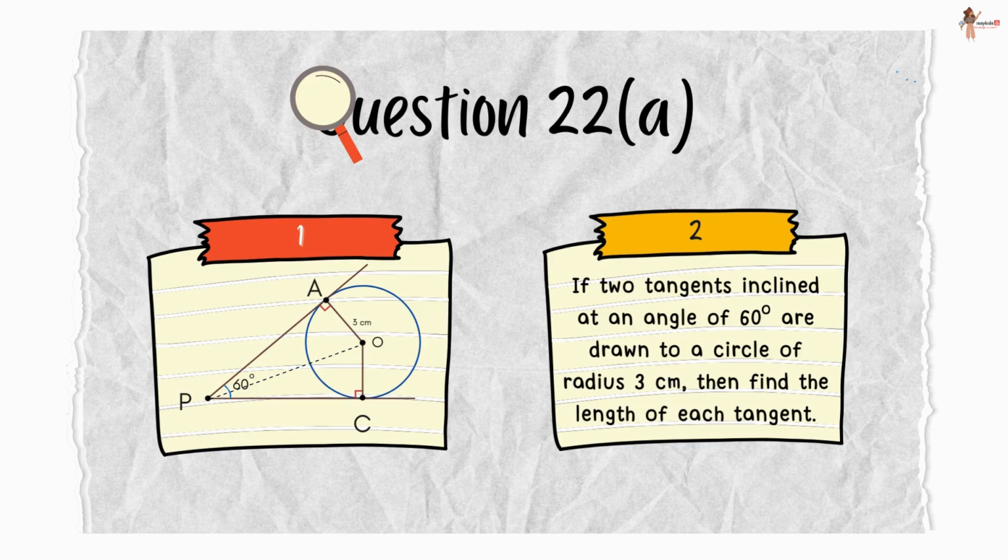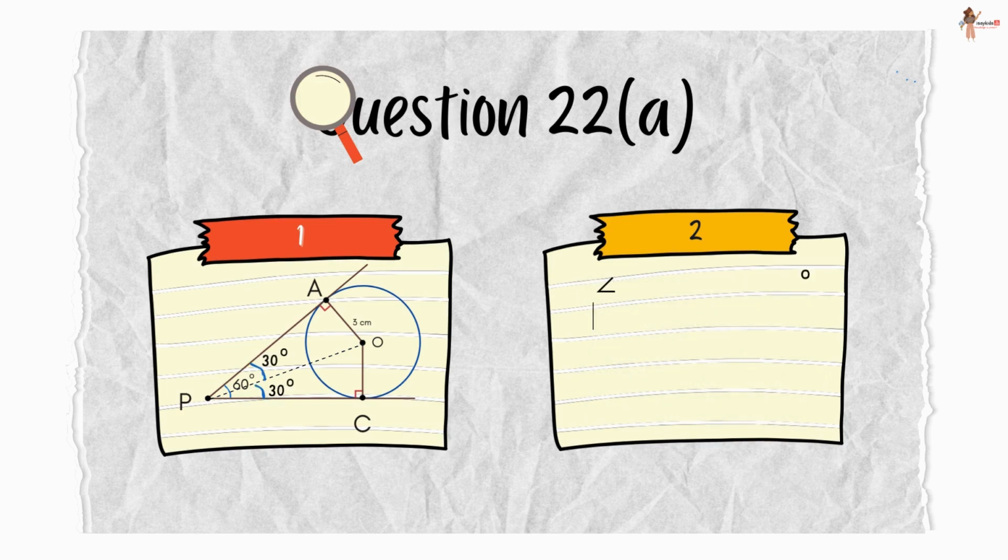If two tangents inclined at an angle of 60 degrees are drawn to a circle of radius 3 cm, then find the length of each tangent. Now angle APO would be equal to angle CPO, each equal to 30 degrees. OA is perpendicular to AP because tangents at any point of a circle are perpendicular to the radius through the point of contact.